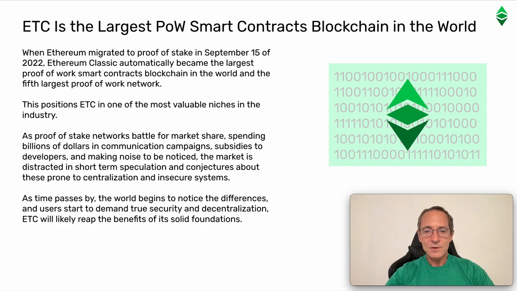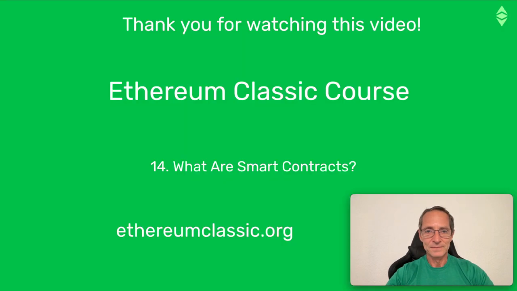As proof-of-stake networks battle for market share, spending billions of dollars in communication campaigns, subsidies to developers, and making noise to be noticed, the market is distracted in short-term speculation and conjectures about these centralization-prone and insecure systems. As time passes by, the world begins to notice the differences and users start to demand true security and decentralization. ETC will likely reap the benefits of its solid foundations.